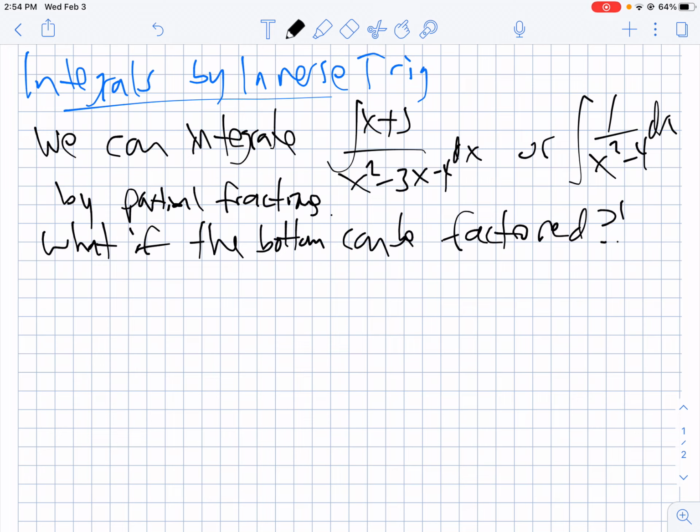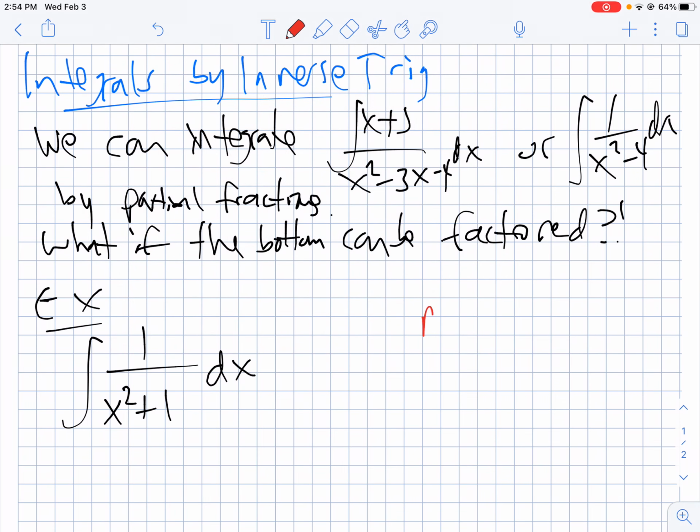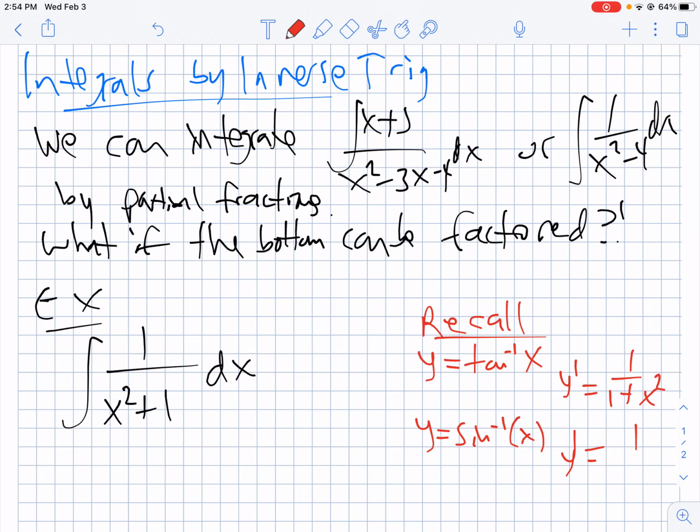So for our first example, let's suppose I ask you to integrate something straightforward, so say 1 over x squared plus 1 dx. Now, before we take a look at this, let's go back to some things from first semester that you probably forgot. If you have the function inverse tangent of x, the derivative of that was 1 over 1 plus x squared. If you had the function inverse sine of x, also known as arcsine of x, the derivative of that was 1 over square root 1 minus x squared.